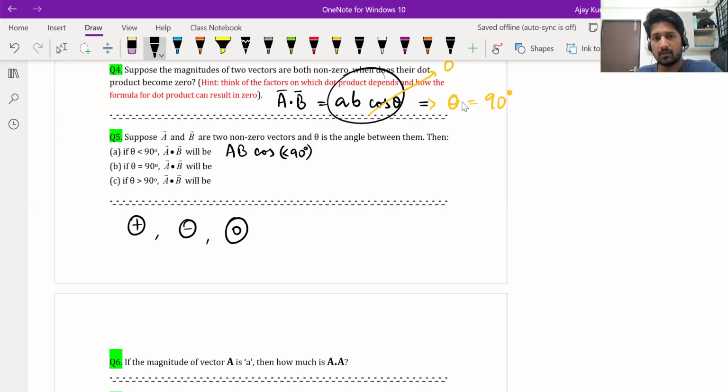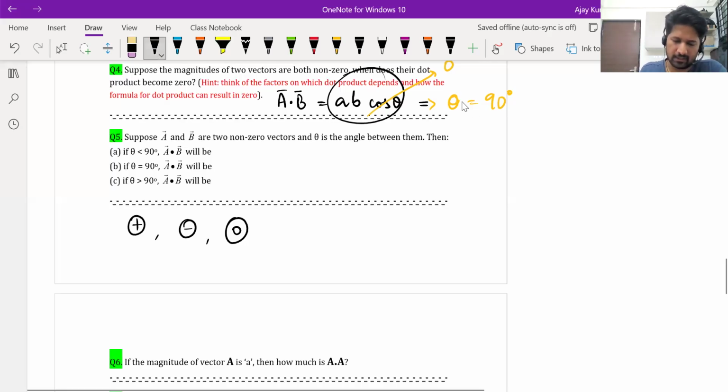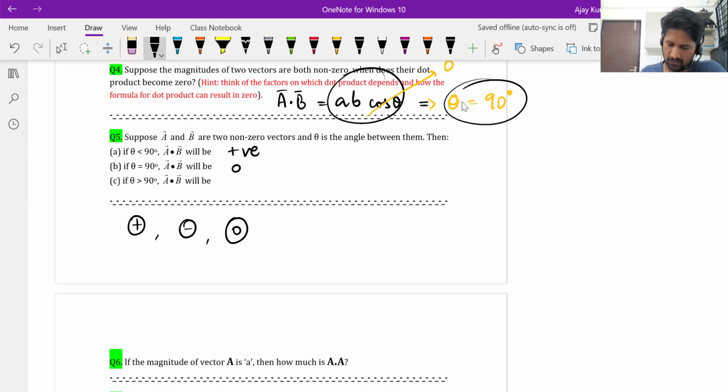Now, A and B here are magnitudes of vectors A and B. The magnitude of a non-zero vector is always positive. So A and B are positive values. Cos of an angle less than 90 is also positive. So if theta is less than 90 degrees, if two vectors make an acute angle with each other, the dot product will be positive. If the angle is 90 degrees, which is discussed, the dot product will be 0.